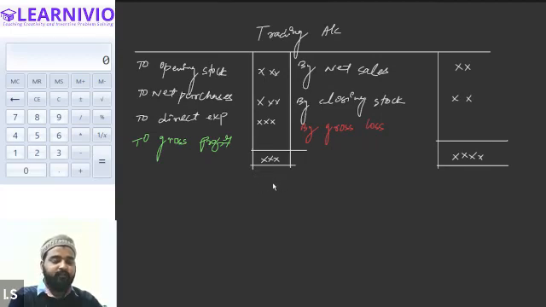So while preparing the profit and loss account, what are the items that we record in the profit and loss account? So these are the items that we generally record in the profit and loss account.